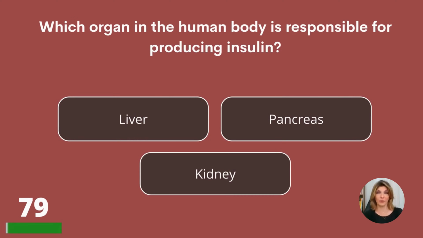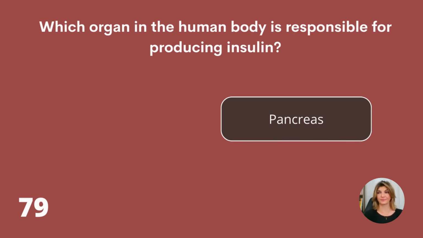Which organ in the human body is responsible for producing insulin? The liver, the pancreas, or the kidney? The pancreas.